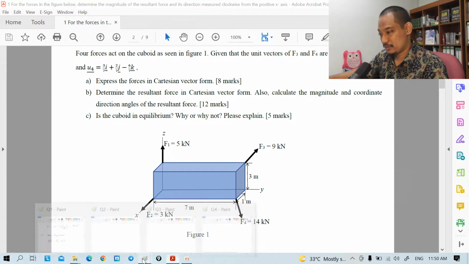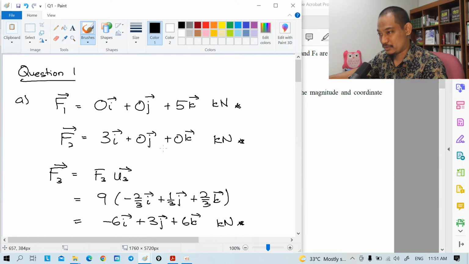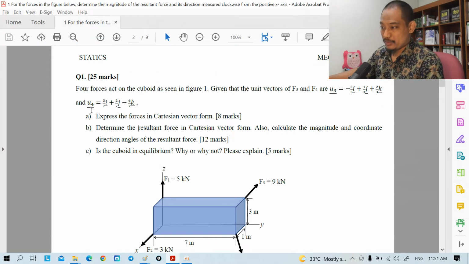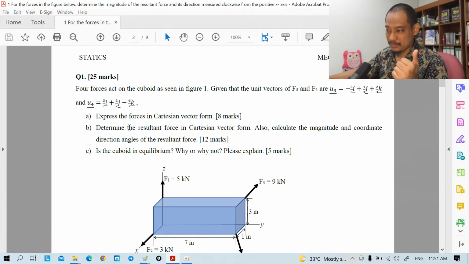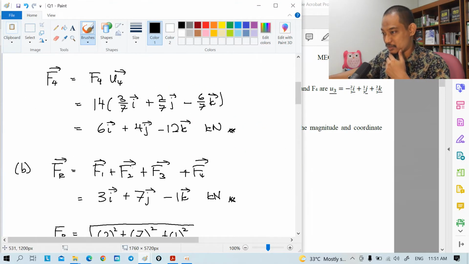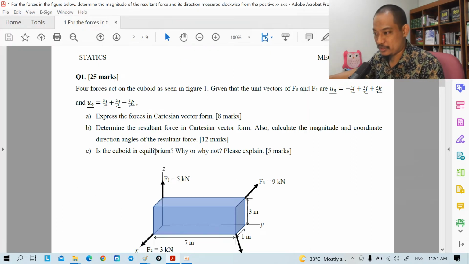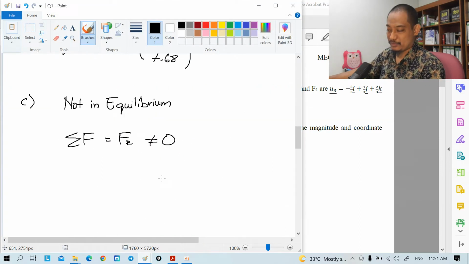So that's question 1. We have answered A, B, and C. Just double check whether we have covered everything. Question 1, A, express forces in Cartesian vector form. We have expressed the four. Part B, resultant force in vector form, we also have done that. Magnitude and coordinate direction angle are both calculated. Double check. Yep. And then is it in equilibrium, why or why not, please explain. We have explained: not in equilibrium because the summation of forces is not equal to 0.